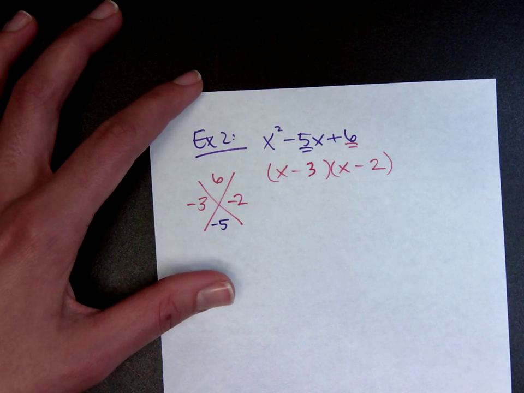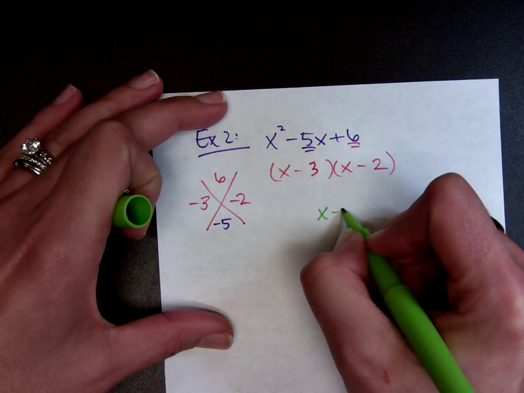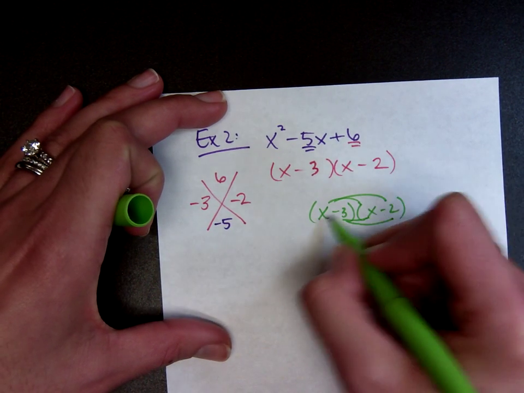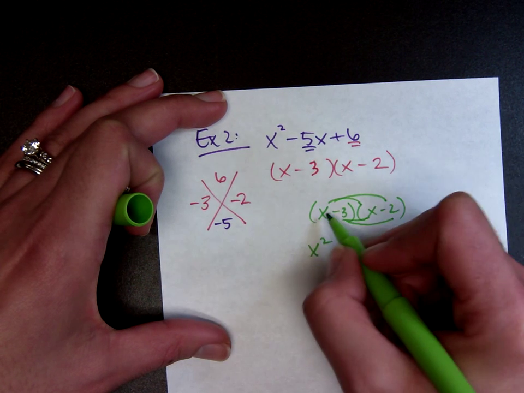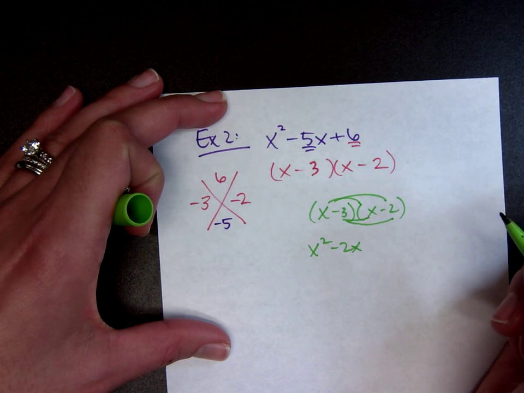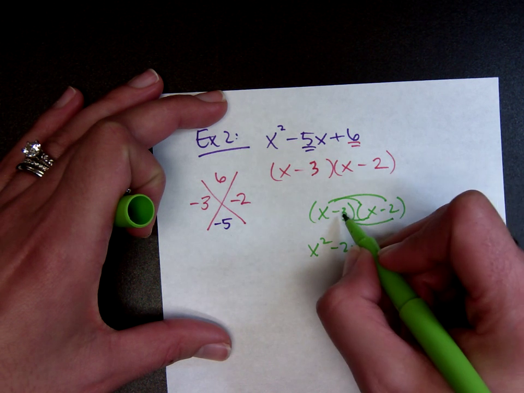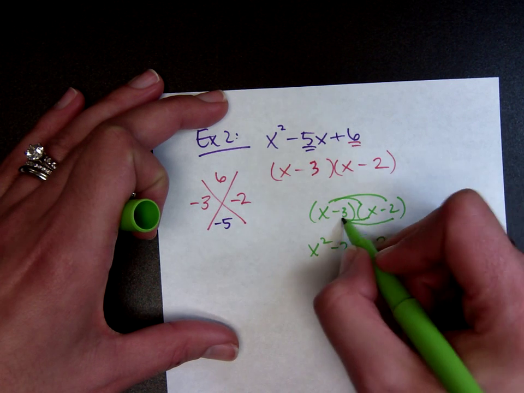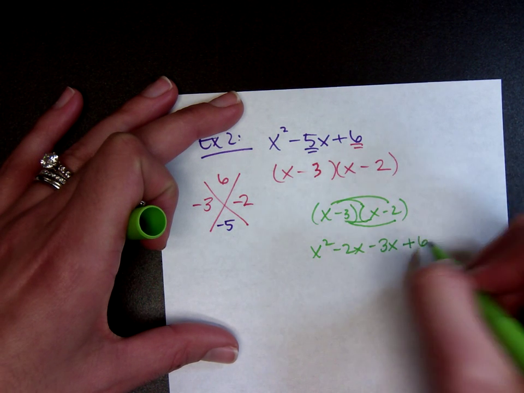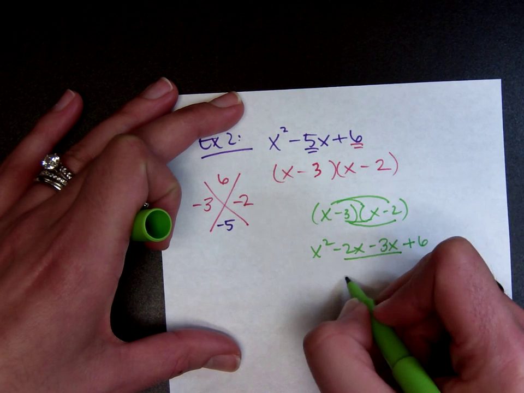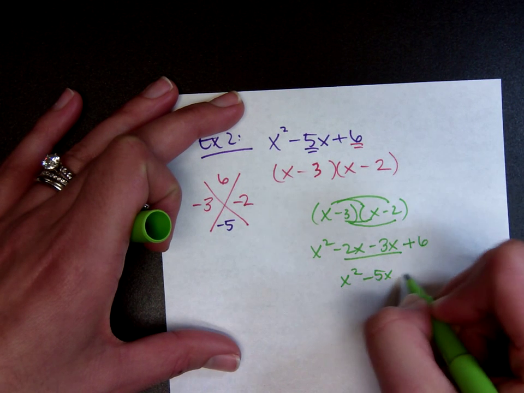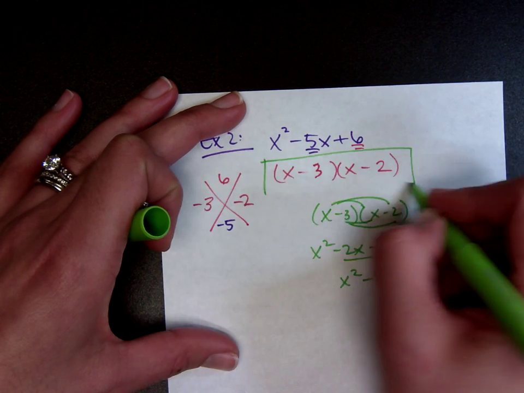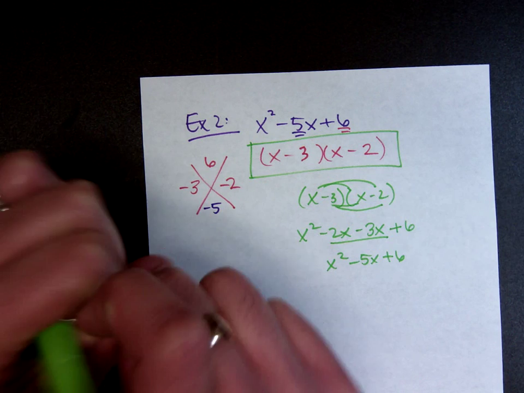Okay, now we could check it again, see if that's right. X times x is x squared. X times negative 2, negative 2x. Negative 3 times x, just negative 3x. Negative 3 times negative 2, positive 6. Combine the middle. Does that match my original problem? Yes, it does. So that is correct.